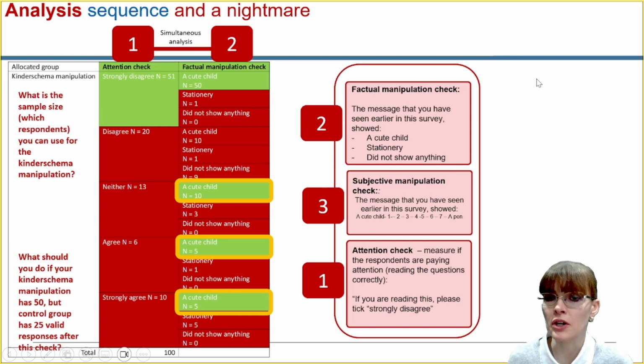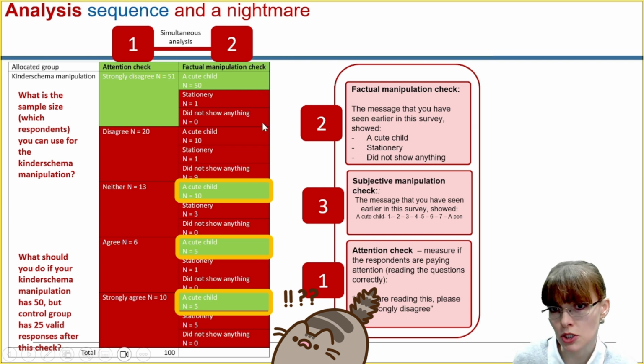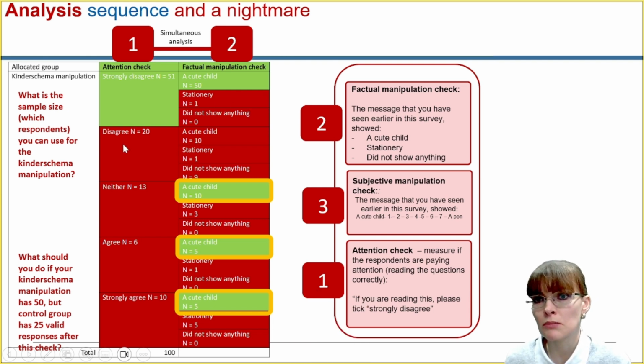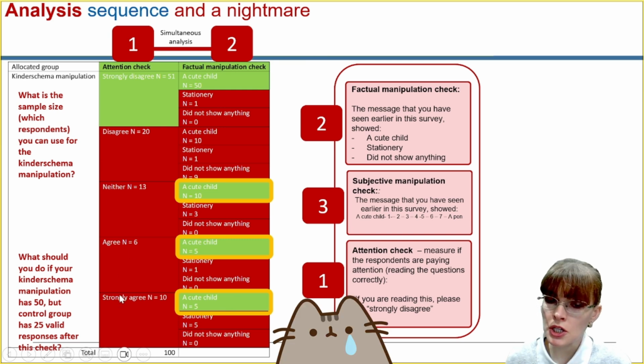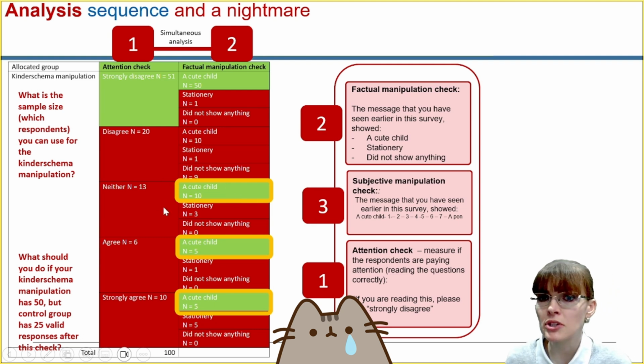So as you can see here, I have quite a nasty design for you, because in the group which actually met the attention check, I also have one person who picked incorrect response on the factual manipulation check. And also in the people who didn't meet my attention check, I then have people who have correctly identified the factual manipulation check response to it. I have it in yellow for you on the screen. I have 10 participants who picked the correct answer here, and 5 here, and also 5 here.